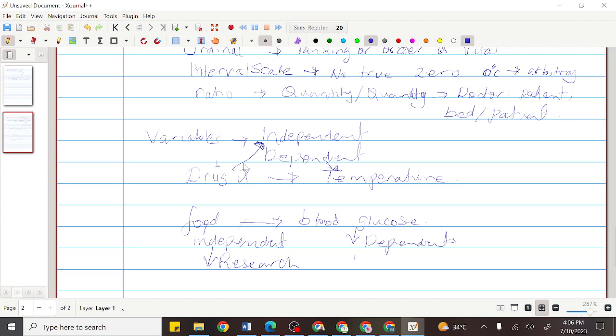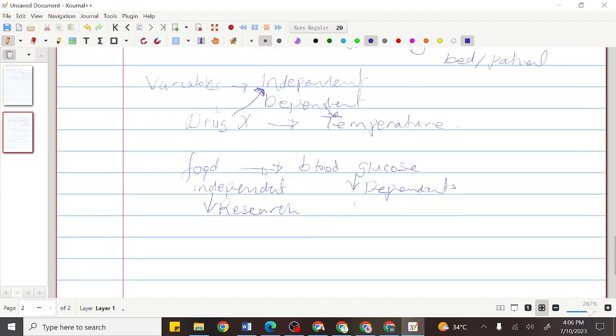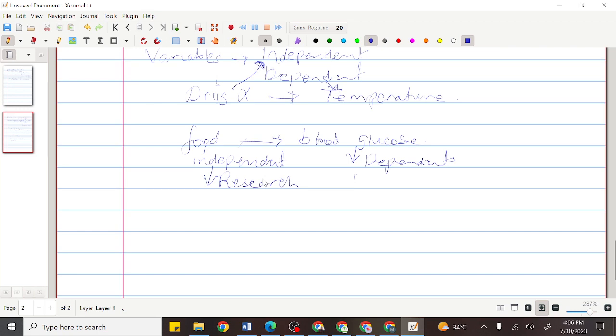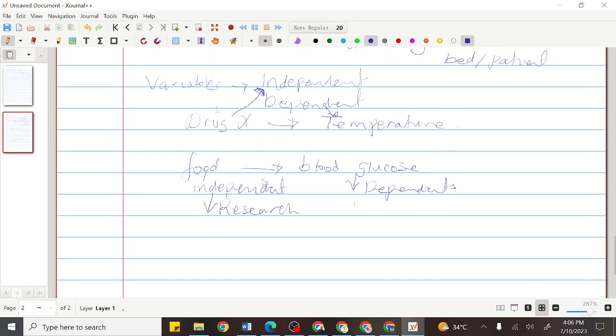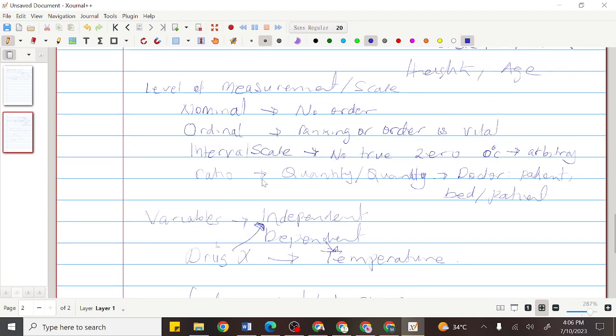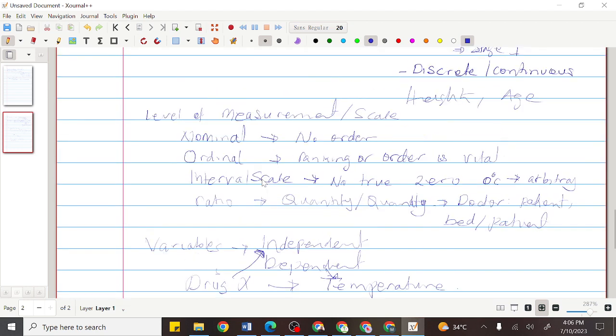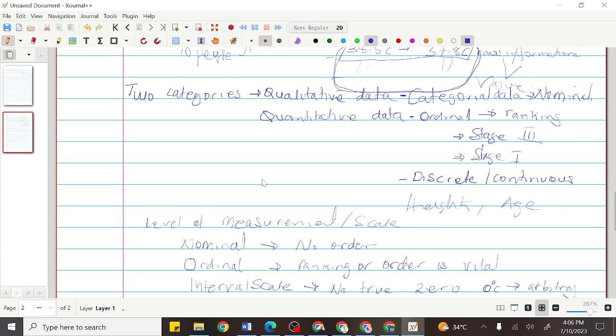So in this session, we have realized that we have different measures of scale and different types of variables, and we have also seen the differences between what we call data and a variable.